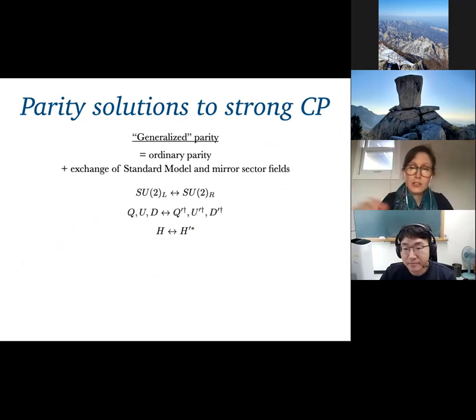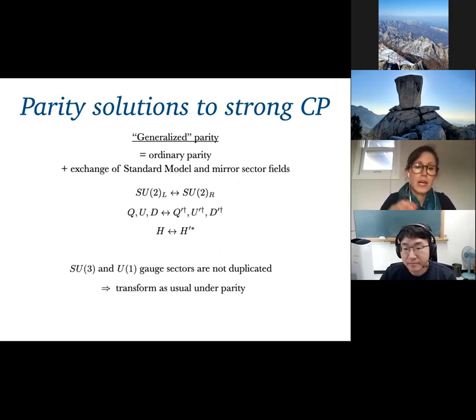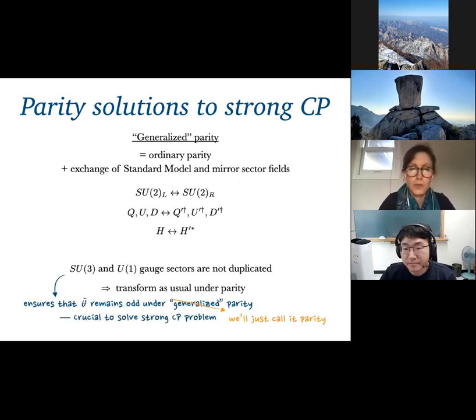So with this extended structure, it is possible to define a generalized version of parity that acts just like ordinary parity, but also exchanges the fields of the standard model and mirror sector. So the SU(2) left gauge sector is exchanged with SU(2) right, and similarly for the Higgs and the fermions. In the model that I'm showing you here, the SU(3) and U(1) factors are not mirrored, they are not duplicated. Therefore, they will just transform as usual under parity. So not mirroring the SU(3) factor is crucial. This ensures that theta bar remains odd under this generalized version of parity, which is crucial to solve the strong CP problem. And in fact, because the QCD vacuum angle remains odd under this generalized parity, I am just going to call it parity going forward.